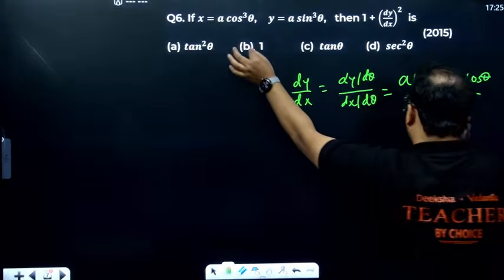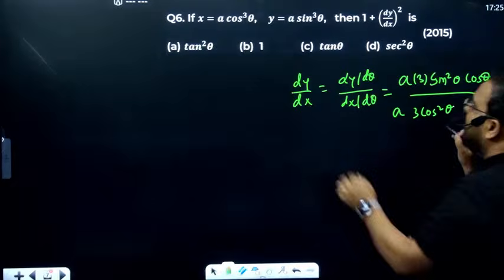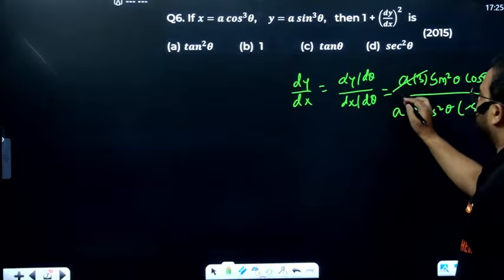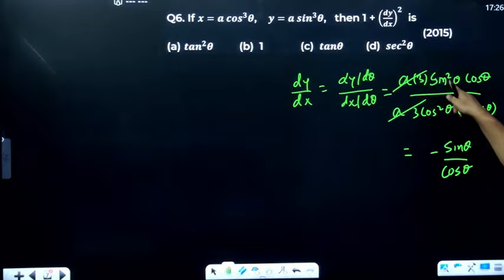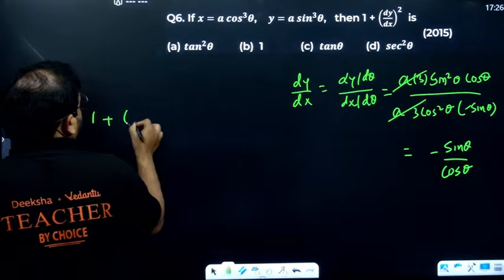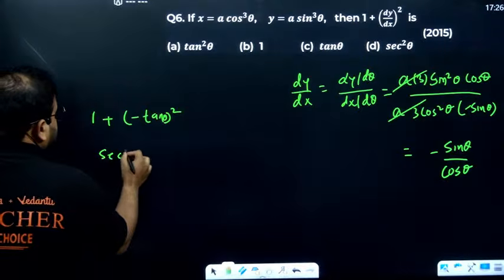Same, a as it is. Cos power 3 is 3 cos square theta. And the derivative of cos is what? Minus sine. Check, a3 and a3 cancel. We have sine square cos, cos square sine. You will have simply sine left over here, and here cos with a minus sign, because this is sine square, so you'll have one sine left. This is cos square, so you'll have one cos left. This is minus tan basically. You're looking to get 1 plus minus tan theta square. This becomes simply secant square theta.